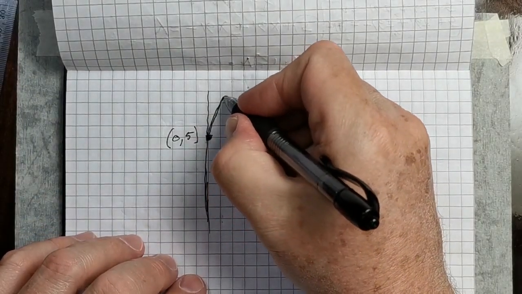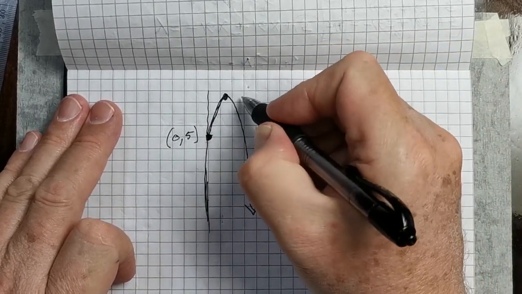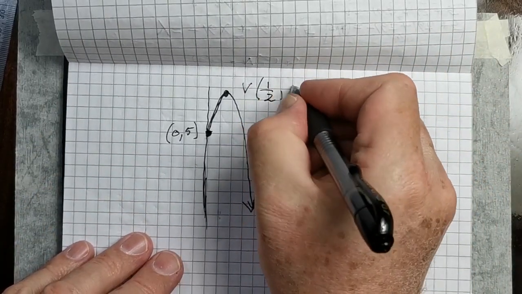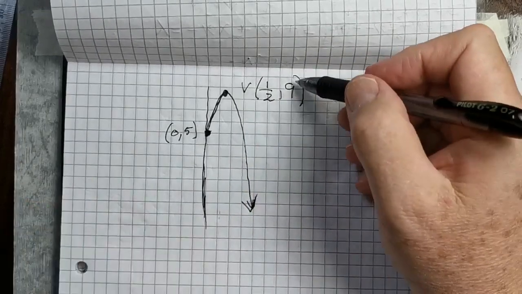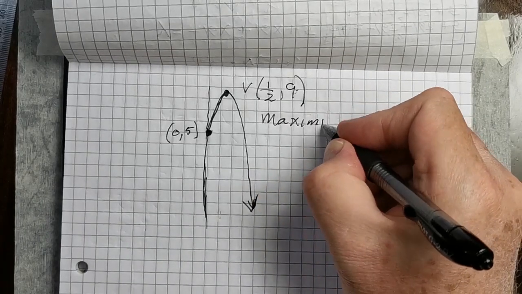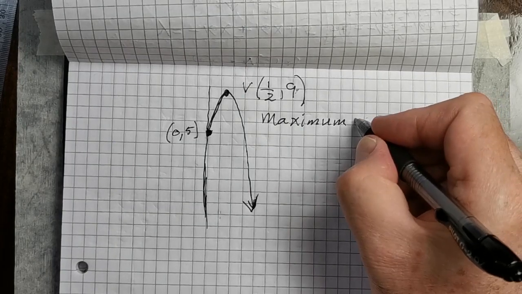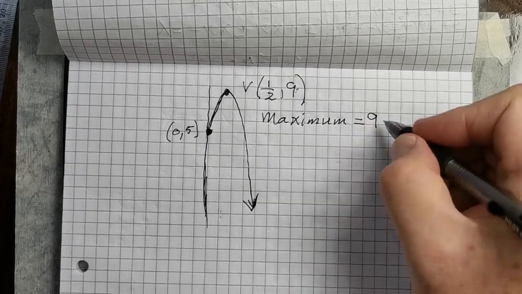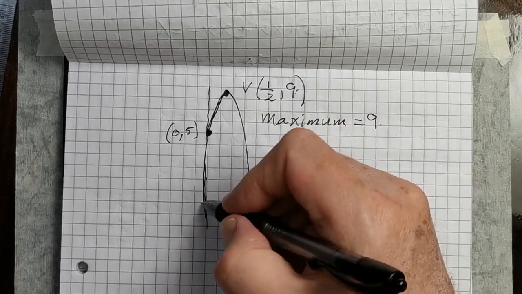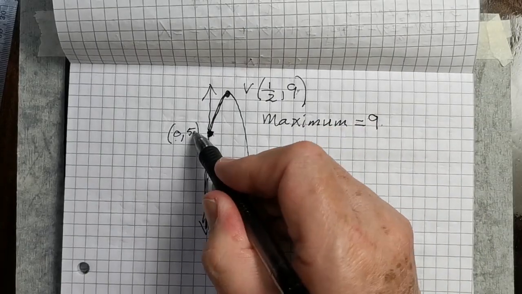It went up to a maximum. I'm not using the grid now, I'm just sketching. It goes up to the point up here, the vertex. The vertex was equal to 1/2, 9. So the maximum was 9. So the maximum equals 9, the value of the function, okay? And then it drops down. So what was the y-intercept? I could just throw in another question. The y-intercept was 0, 5.